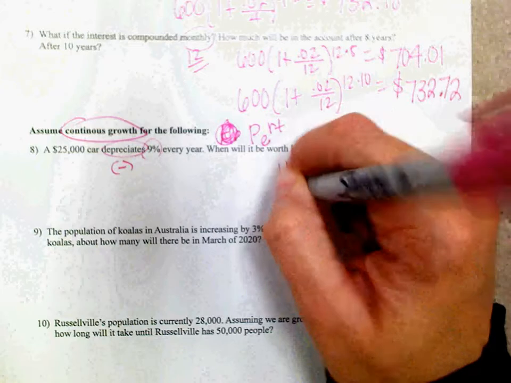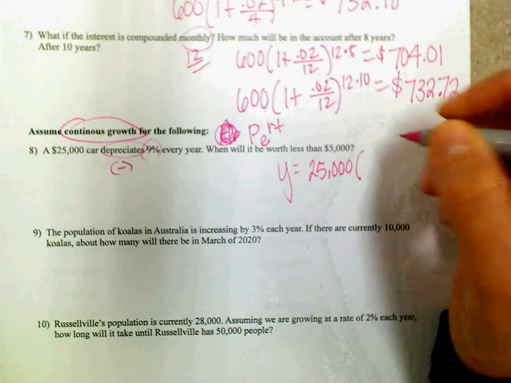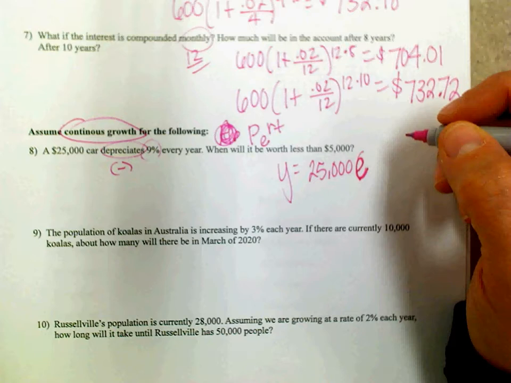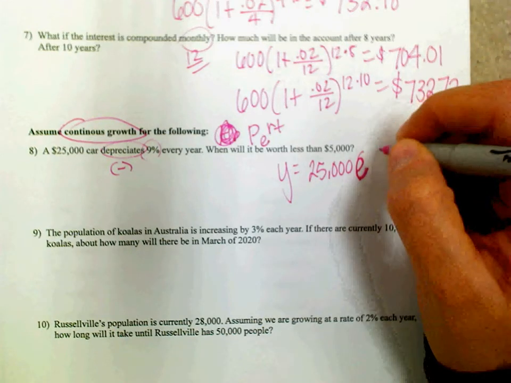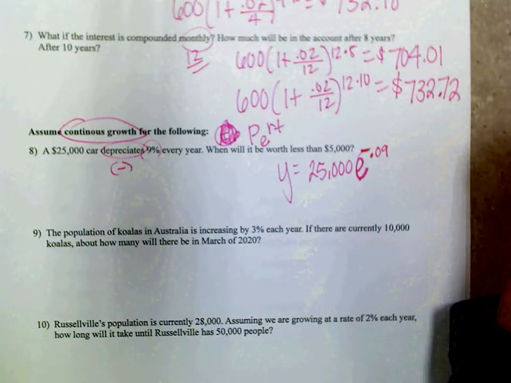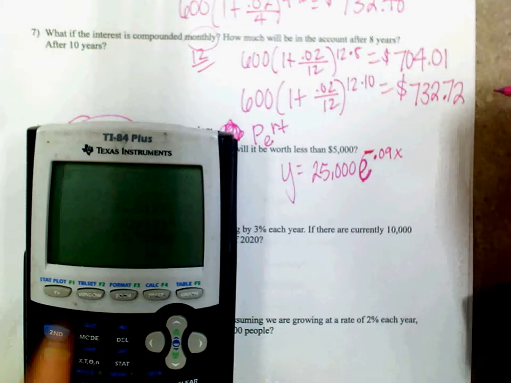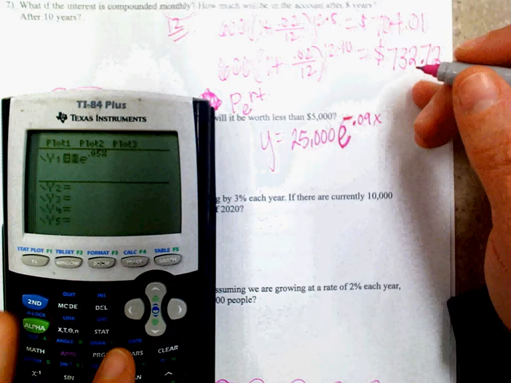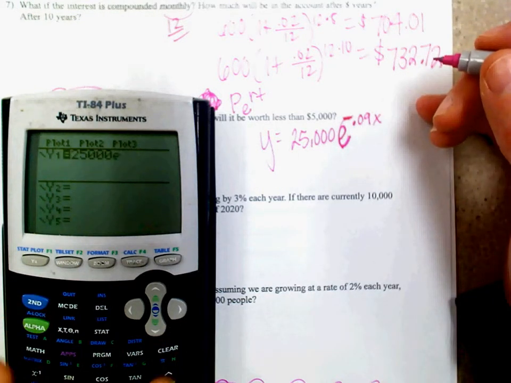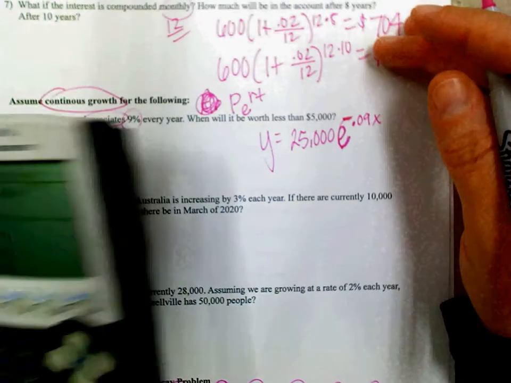So we're going to go to y equals in our calculator, and we're going to type in 25,000, E, and then we're up to 9%, 0.09, but since it's depreciating, I need to make this a negative 0.09, and then there's my x that I'm trying to find. Okay, go to y equals. I'm going to type in 25,000, bring up my E, up to the negative 0.09, it is 9%, right? Yeah, times x.